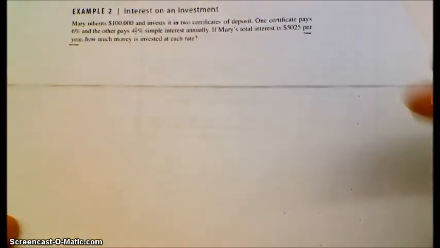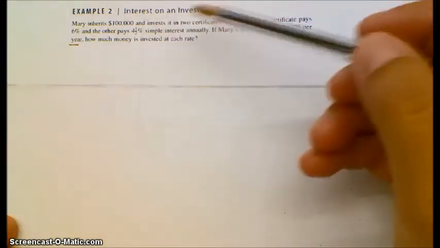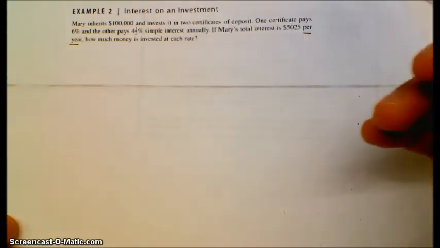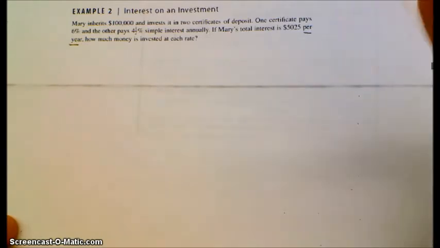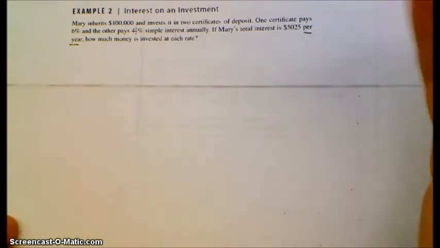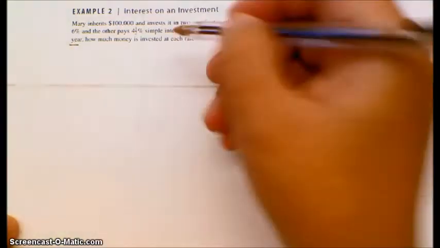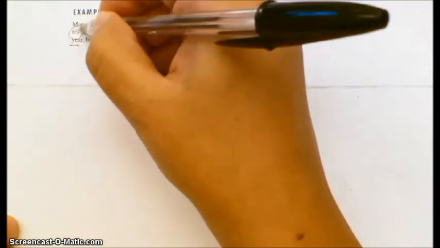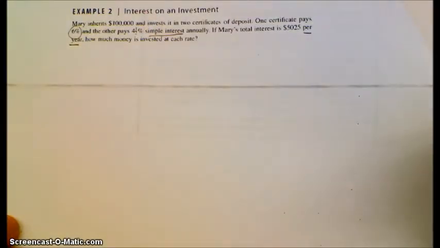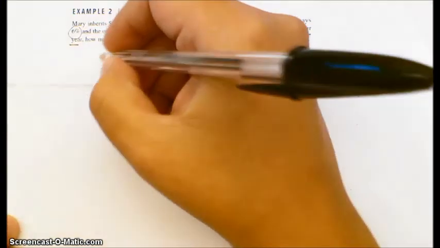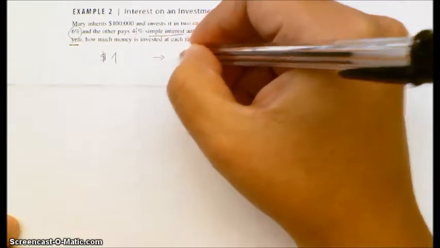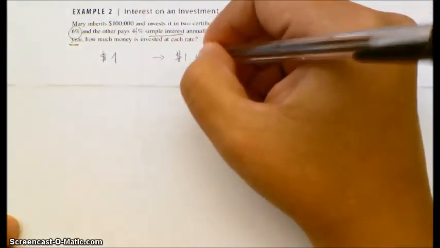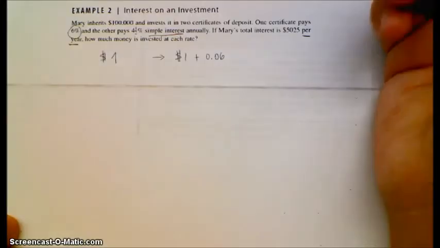So let me just underline this information, per year. So this is how much she's making out of her investments. So really, the formulas that you may have learned about interest do not apply here because you're only looking at 1 year and you're only looking at simple interest. So what does that mean to have a certificate that pays 6%? This is what it means. If you invest $1, then what you have in your bank account is $1 plus 6 cents.